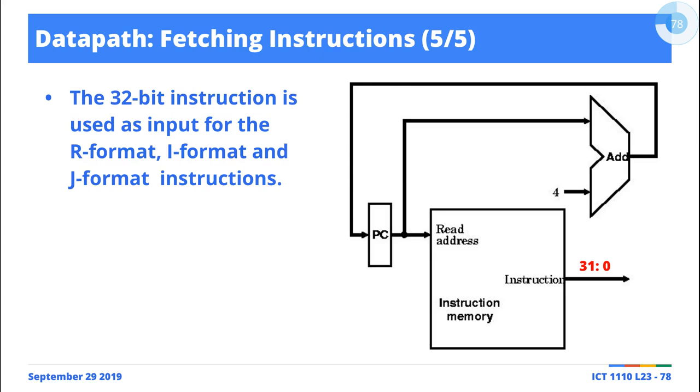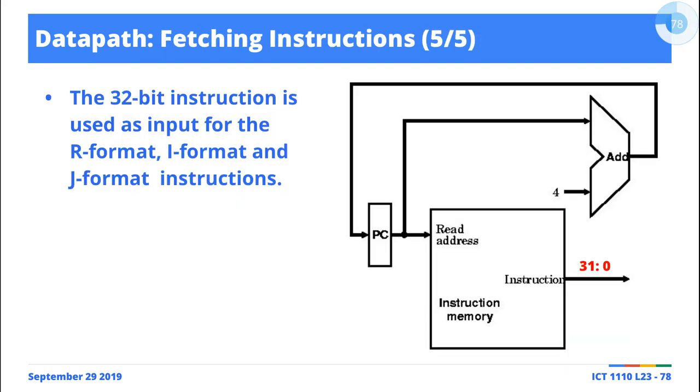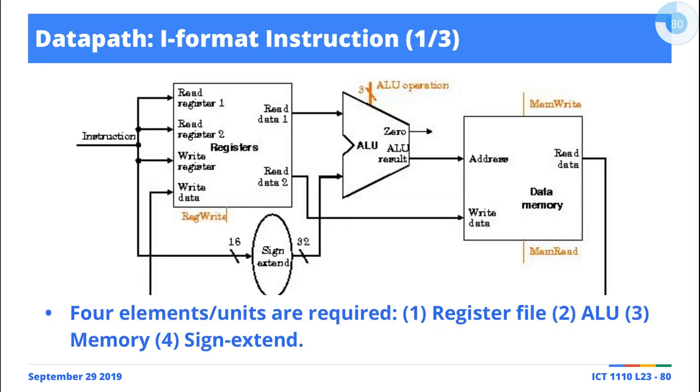Okay, so now that we understand how this works, we're going to transition to I format instructions. Fundamentally, when it comes to I format instructions, at least for MIPS, the core elements utilized are these four elements here. Obviously, the register file, because at some stage you need to make reference to the operands. It could be at least one operand. Think of addi, for instance.